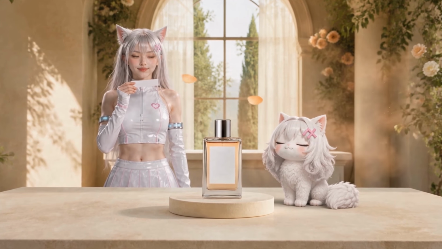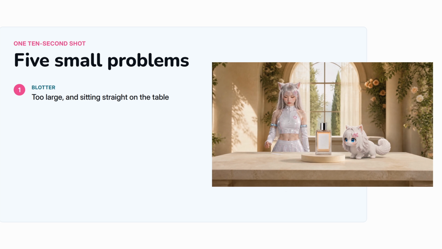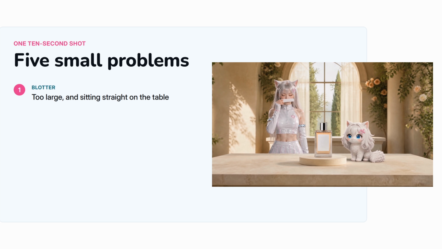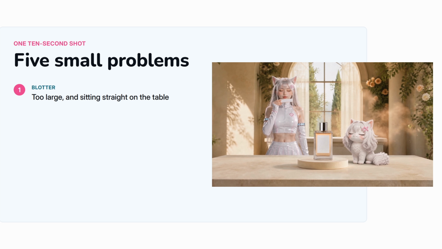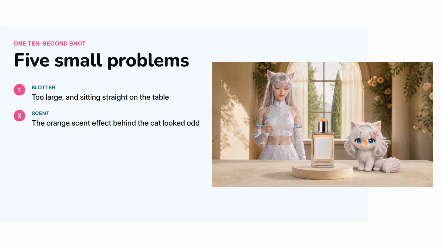But I noticed 5 problems. First, the fragrance blotter was too large and it was placed directly on the table. For an elegant perfume advertisement, it looked a little raw. I wanted a smaller blotter placed on a tray. Second, the orange scent effect that appeared behind Little Vivi looked a bit weird.